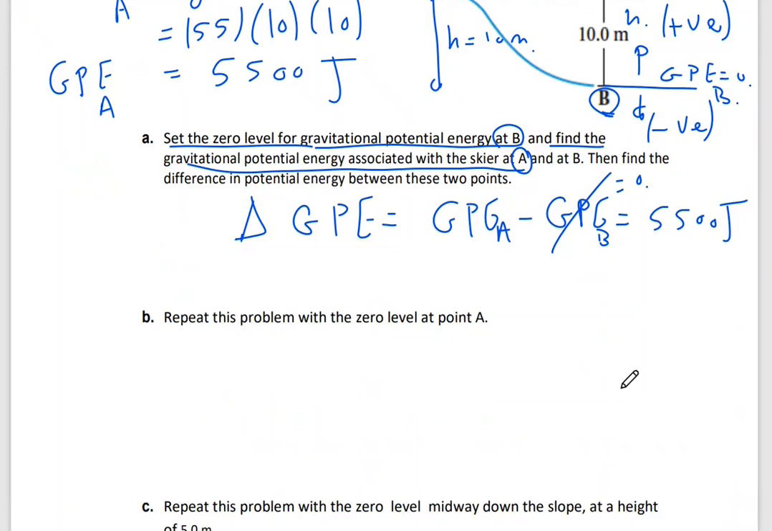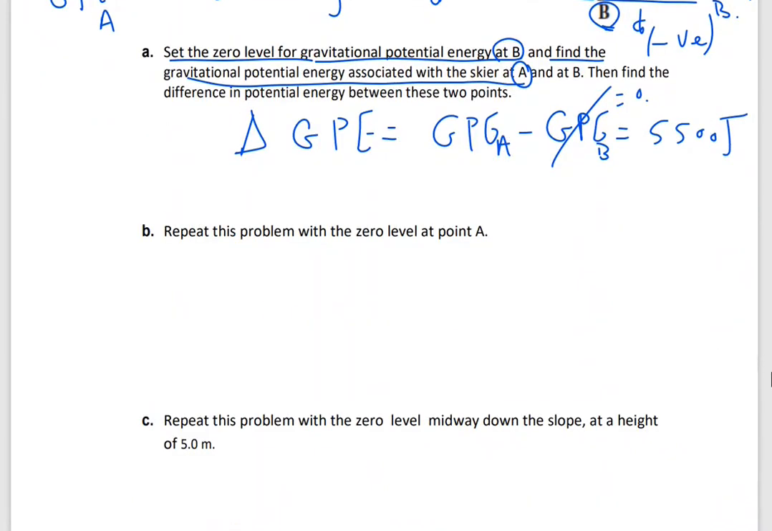Okay, B: repeat the same problem with zero level now at point A. So I'm going to repeat the same problem here. This is A, and the gravitational potential energy here is zero. So as I'm going down it will be negative. So the height down will be negative 10 meters. Up, as we agreed, is positive, down is negative.